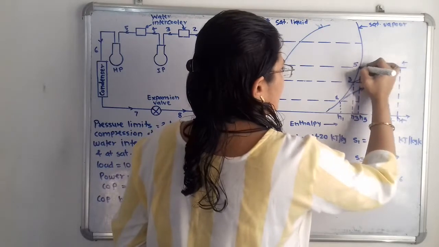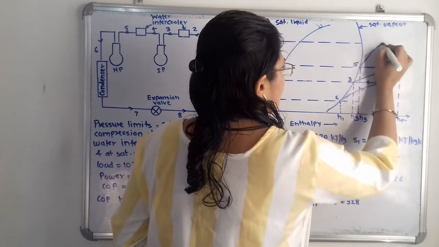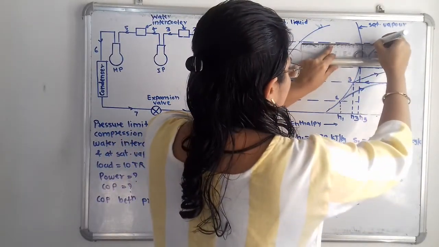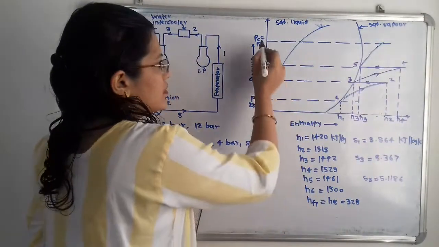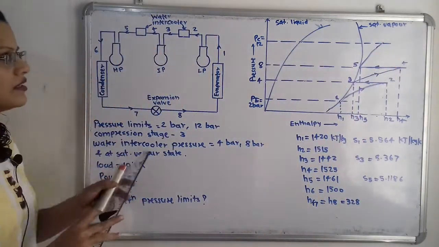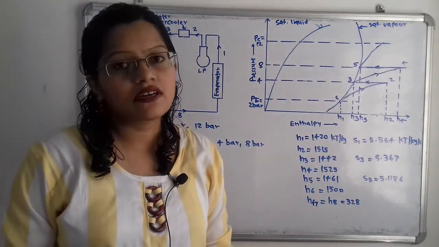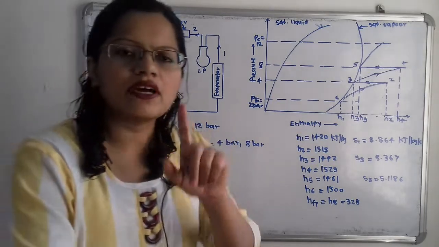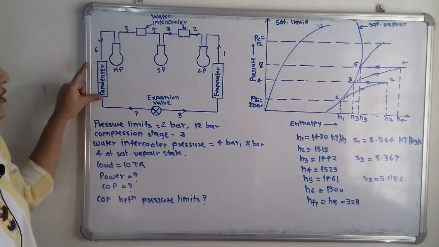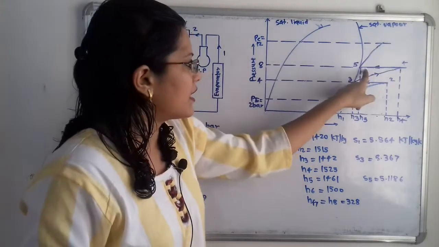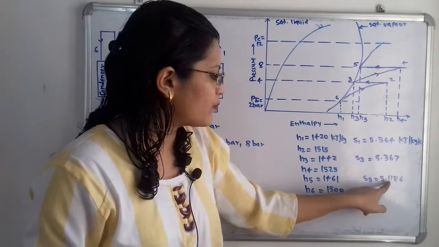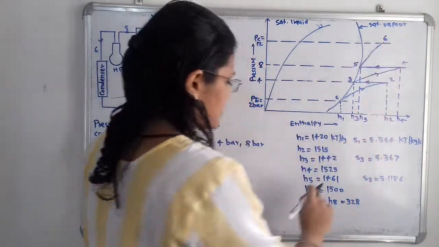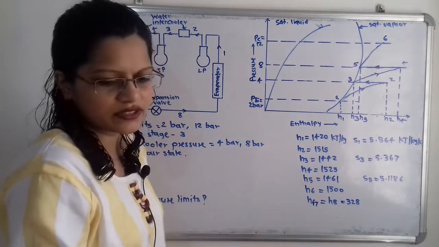So I will draw here one line with 5.1186 and here will be the high pressure, that is 12 bar, that is the condenser pressure. So this high pressure compression is taking place up to a pressure of condenser pressure. So here is the 12 bar pressure line and this is the point with entropy 5.1186. So point of intersection will give us the 6, and what is the H6, that is 1500.